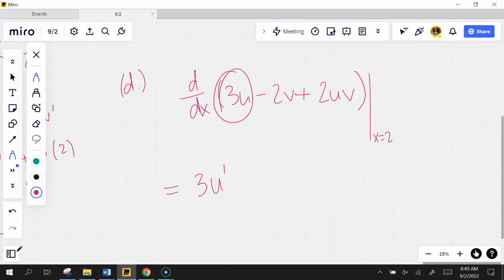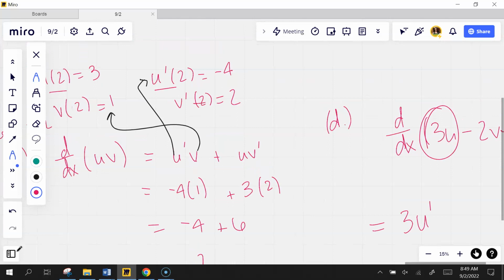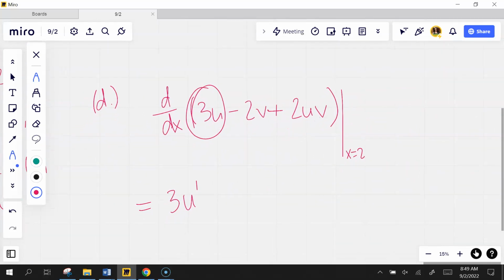U is a function. I don't know what it is. If u was just a variable, if it was just x, I could just say the derivative is 3. But because it defines them as being functions here, I have to assume it could be something else. U could be 5x squared plus 7. I don't know. So I'm going to take the derivative of it here. What about the derivative of negative 2v? How about the derivative of 2uv?